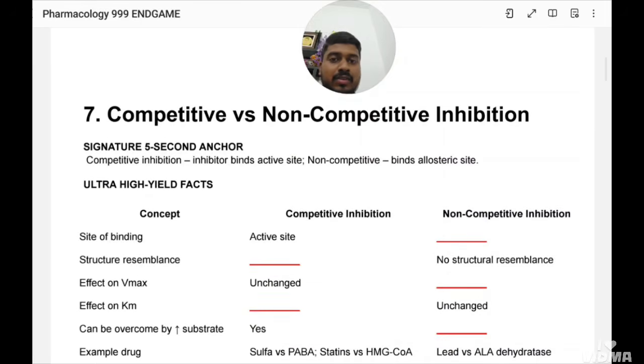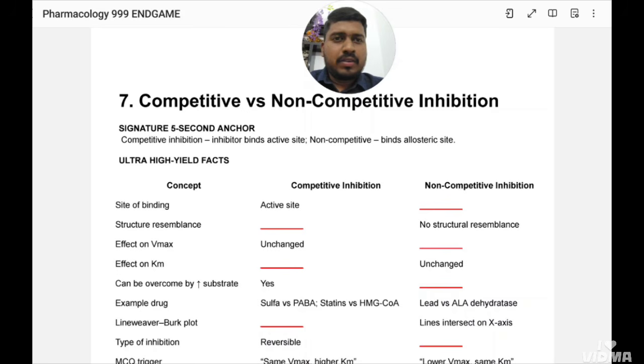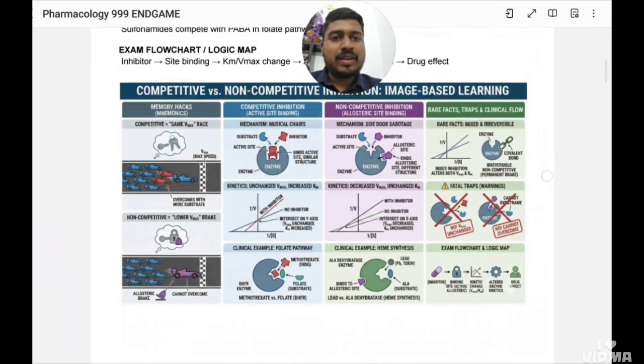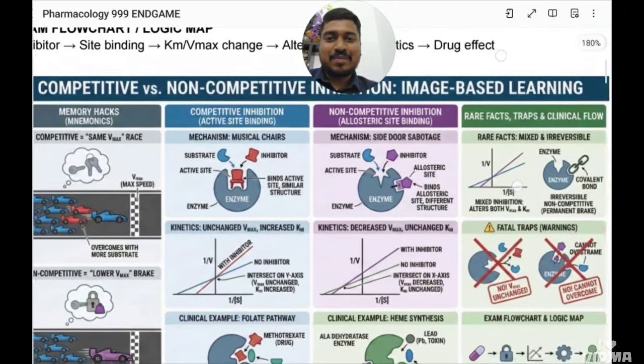That is competitive versus non-competitive inhibition, a topic which is very frequently mistaken by students in pharmacology. Again, this topic is repeated in biochemistry also, and there also students very frequently make mistakes despite knowing everything about it. So I have given a visual mnemonic which you will never forget in your lifetime.